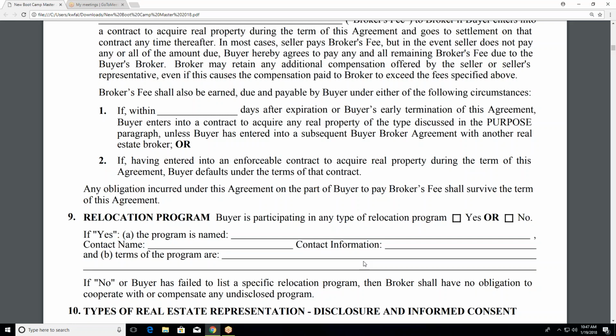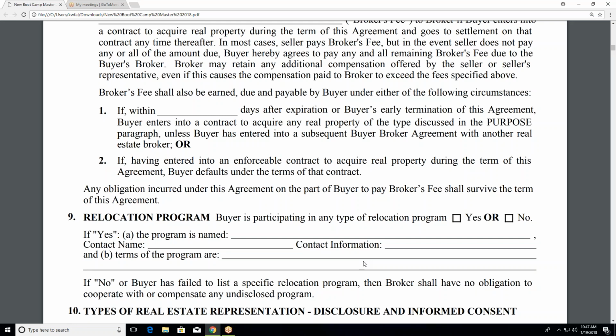So then there's a big or here. See that O-R? It is capitalized and it is bolded. Okay? So it doesn't mean and, it means or. So if having entered into an enforceable contract to acquire real property during the term of this agreement, buyer defaults under the terms of that contract. Okay. So broker's fees shall also be earned, due and payable by buyer under either of the following circumstances.